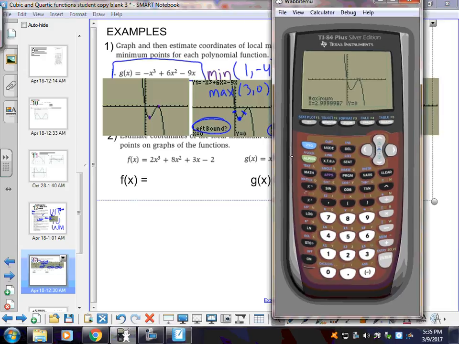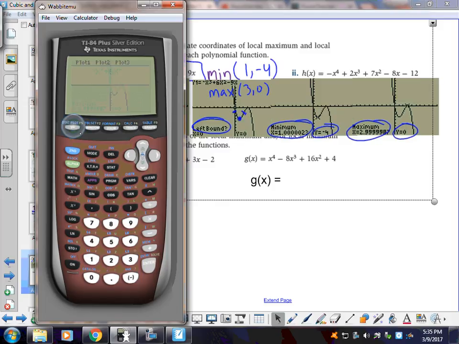So I'm going to put in h of x in my y equals. So I'm clearing and putting in negative x to the 4th, plus 2x cubed, plus 7x squared, minus 8x, minus 12. And graph.